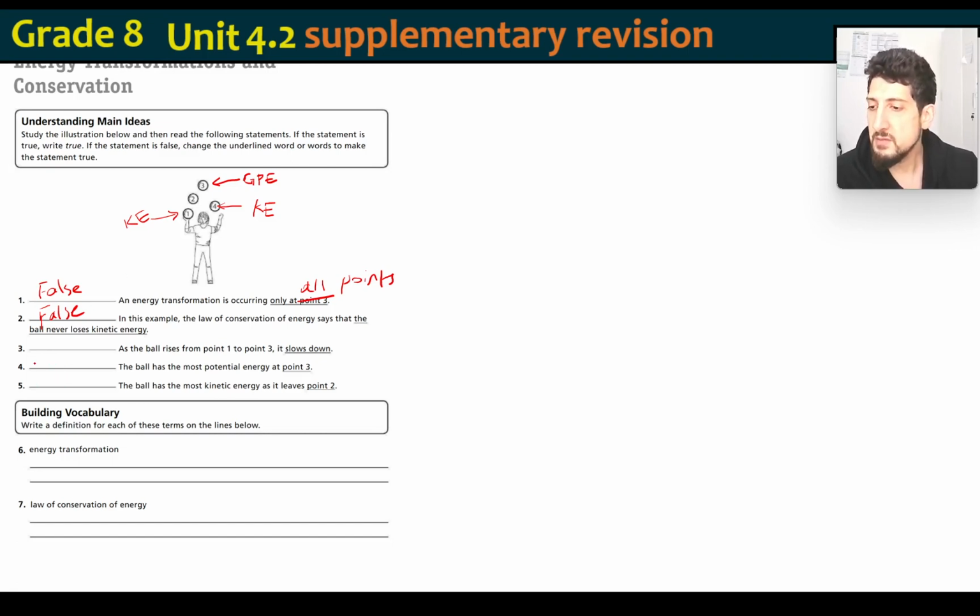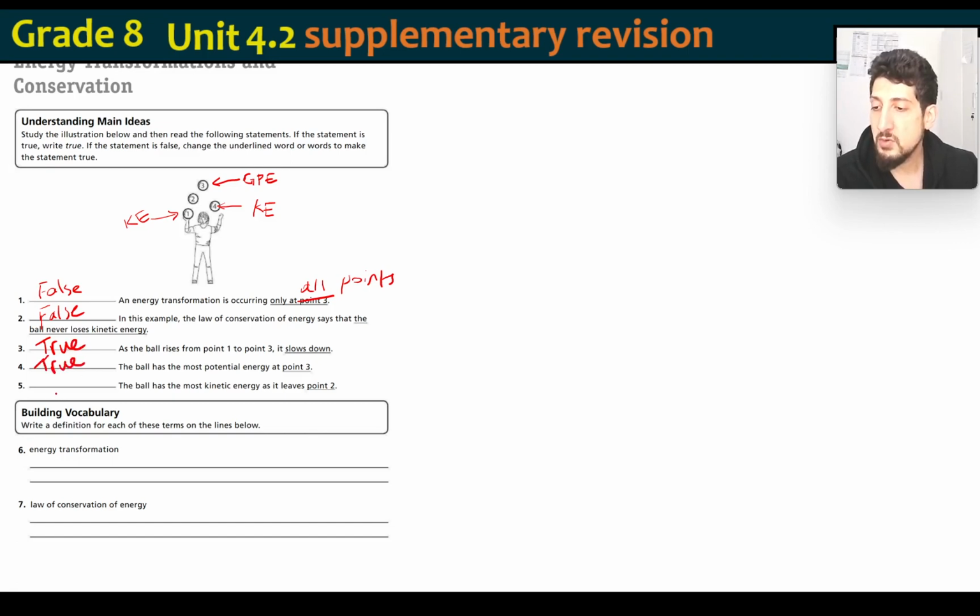Okay. Number 3, as the ball rises from point 1 to point 3, it slows down. That is true. It slows down because the energy goes from kinetic to potential. The ball has the most potential energy at point 3. That is also true. The most gravitational potential energy is at point 3.